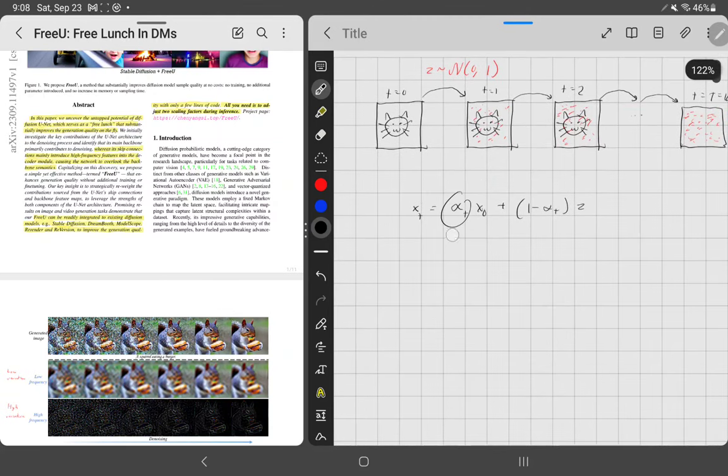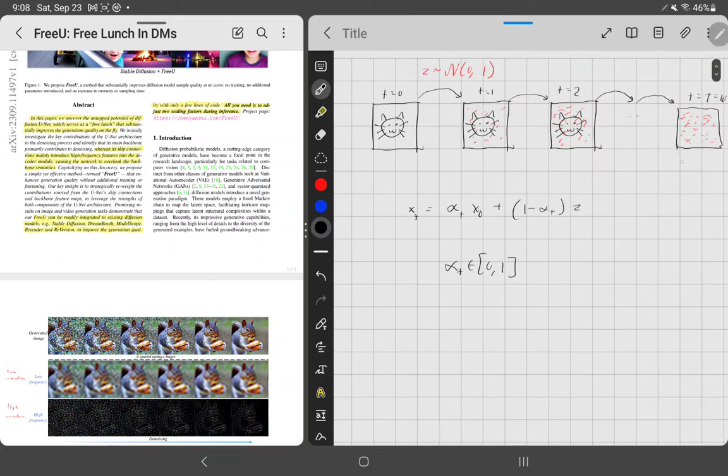And this alpha is between 0 and 1. So let's say that when this is 0, you have no original image and you have all noise. And when this is 1, you have all image and no noise. So this would be alpha t is equal to 0, and this would be alpha t is equal to 1. And that's how you can go anywhere in between the chain at any time step.